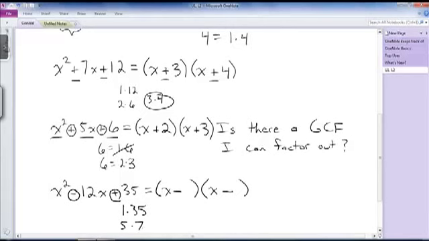Well, obviously 5 and 7 would add up to 12. And a negative 5 and a negative 7 would add up to negative 12. And there you have it. Done. See, once you get the hang of these, they go pretty quickly.